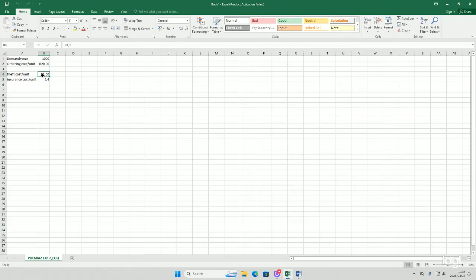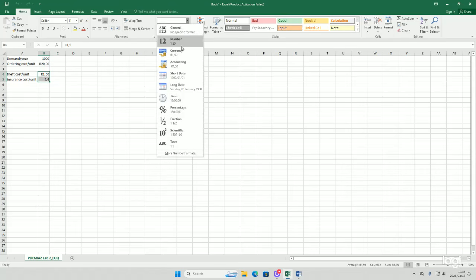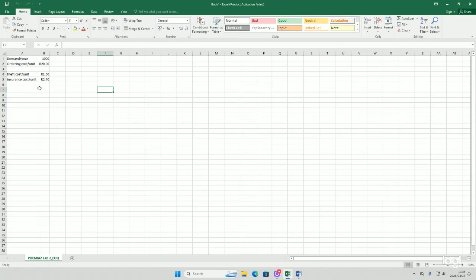So with this one, we could have just highlighted the 2 and then said currency. You see, it shows now that this is ordering cost 20 rands. Your theft cost 1.5, 1 rand 50, and then your insurance cost 2 rand 40.